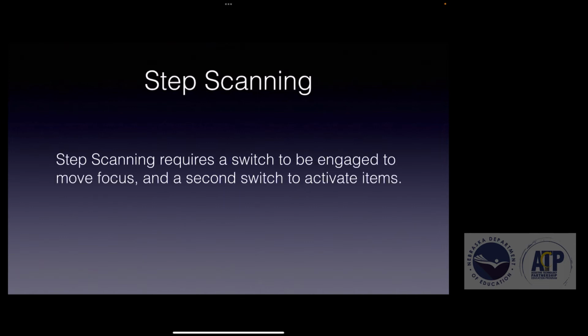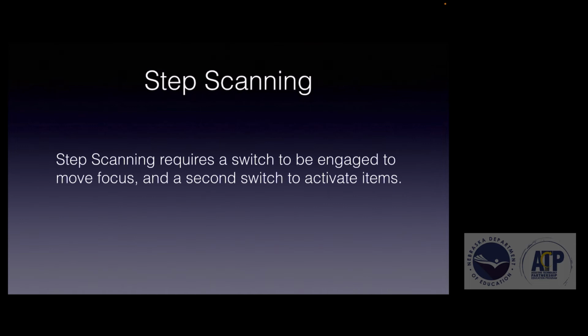With step scanning, you require a switch: you hit your switch, and it will move, and it continually moves every time you hit that switch. When it gets to the item that you want, you hit that second switch to activate it. So it's much more efficient and quicker, depending on the motor control of the user who's using the switch control.